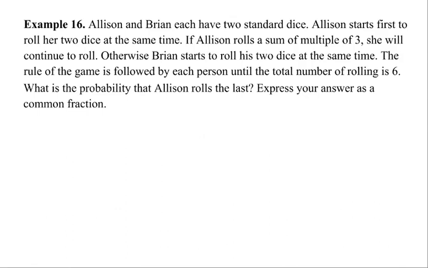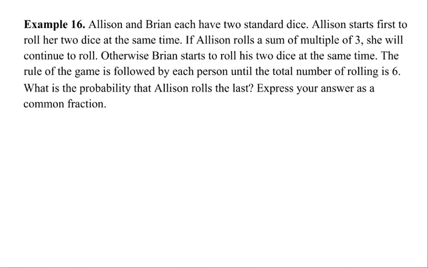What are the conditions for Brian? How do we get Allison back for rolling? Is it the same rolls? Does it mean that the sum of the rolls has to be 6? What do you mean by the sum of the rolls? What happens after Allison rolls a sum that isn't a multiple of 3? After Brian gets the turn, can Allison get the turn back? And what does it mean by the total number of rolling being 6? It's very confusing.